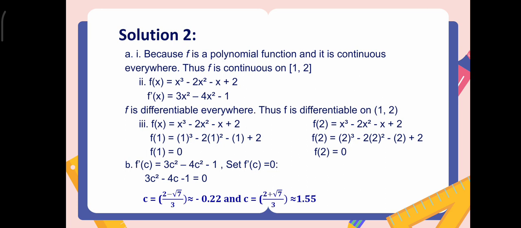So using the quadratic formula, we can have c is equal to approximately negative 0.22, and c is equal to approximately 1.55. And then we're going to find which of the two would be a suitable value of c that satisfies Rolle's theorem. Let us see.